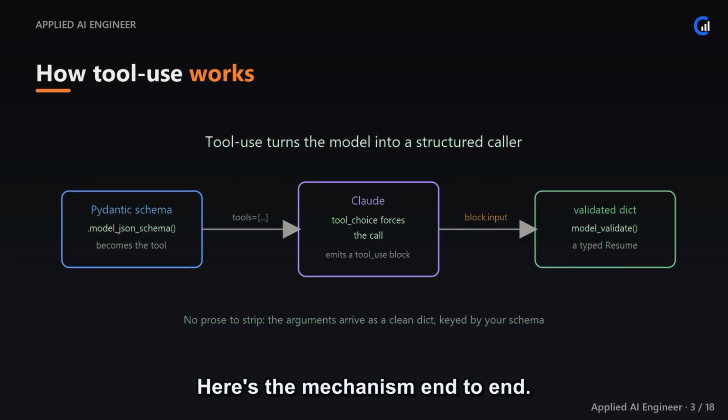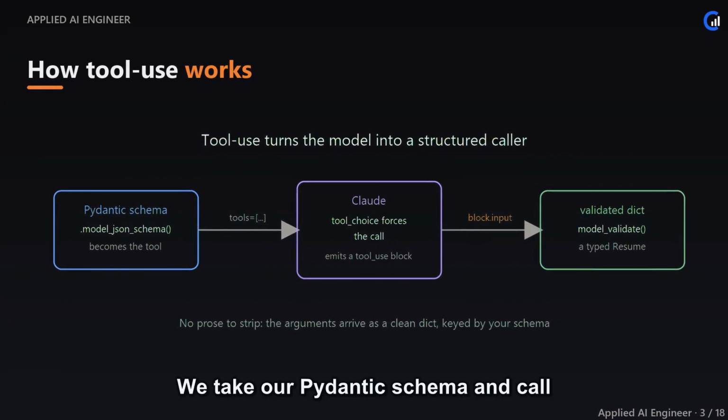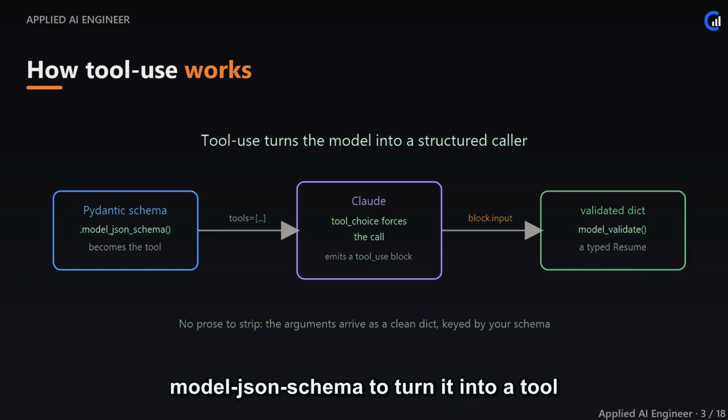Here's the mechanism end-to-end. We take our Pydantic schema and call model JSON schema to turn it into a tool definition. We pass that to the model in the tools list, and we set tool choice to force the model to call it. The model responds not with prose but with a tool use block, whose input field is a dictionary keyed exactly by our schema. We pull that dictionary out and validate it. The red box of string surgery is gone, the structure arrives structured.